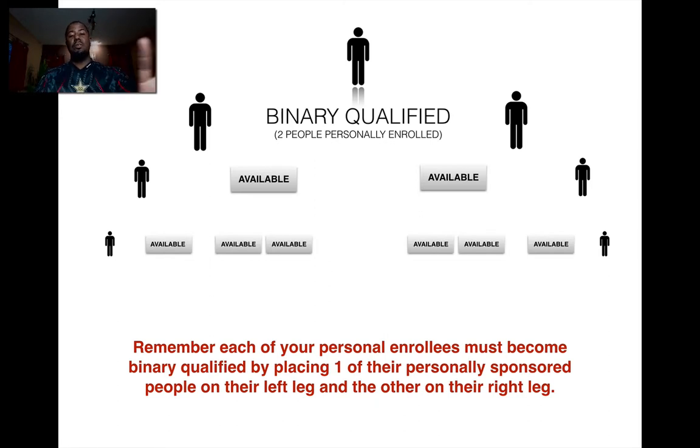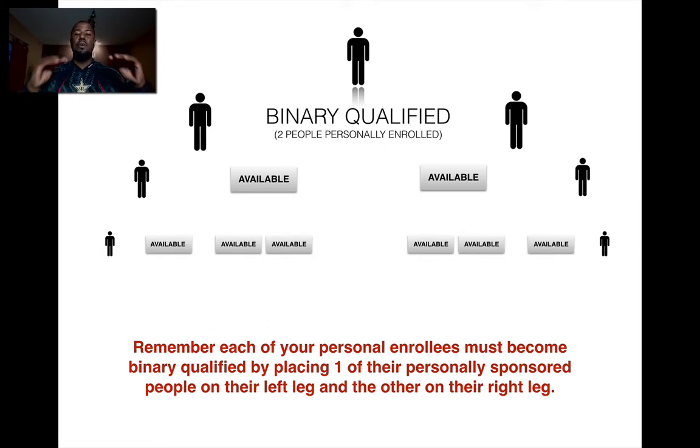So in this scenario, the first person you brought in, they want to enroll their own two people. They will put one person in their first available slot on the left, on the right, and then they would take the second person they want to enroll and put them on the next available position on their left.